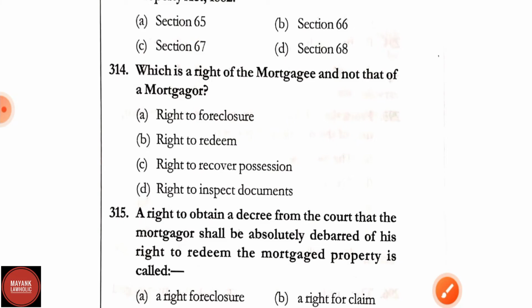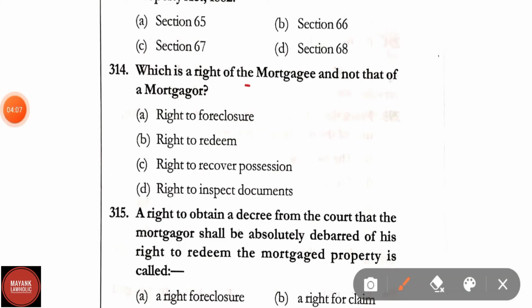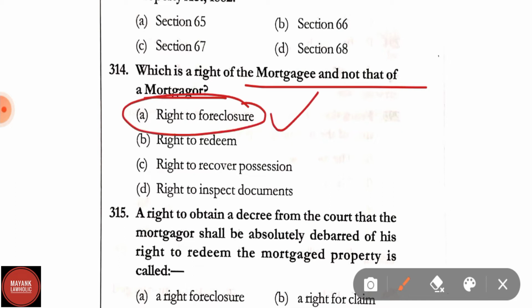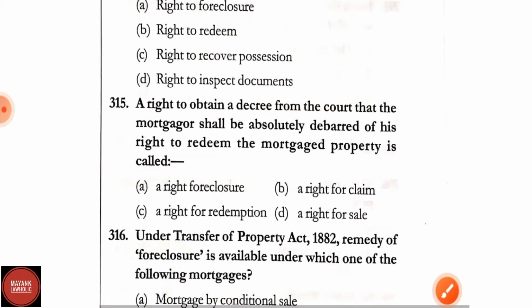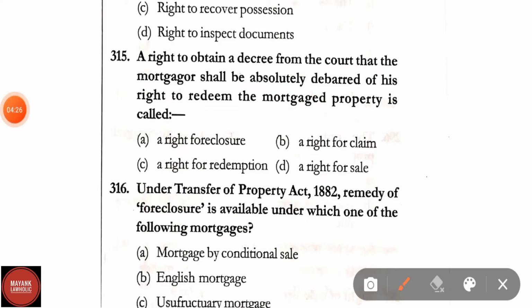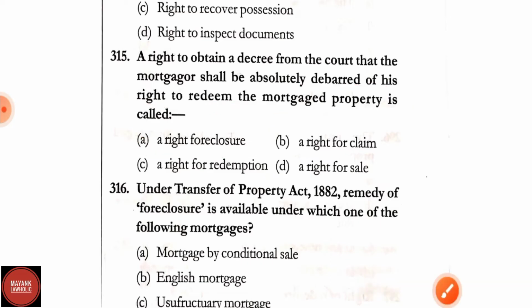Question number 314. Which is a right of the mortgagee and not that of mortgagor? Options are right to foreclosure, right to redeem, right to recover possession, right to inspect documents. Correct answer is option A, that is right to foreclosure. Right to foreclosure is a right of mortgagee and not of mortgagor. Question number 315. A right to obtain a decree from the court that the mortgagor shall be absolutely debarred of his right to redeem the mortgaged property is called right of foreclosure.